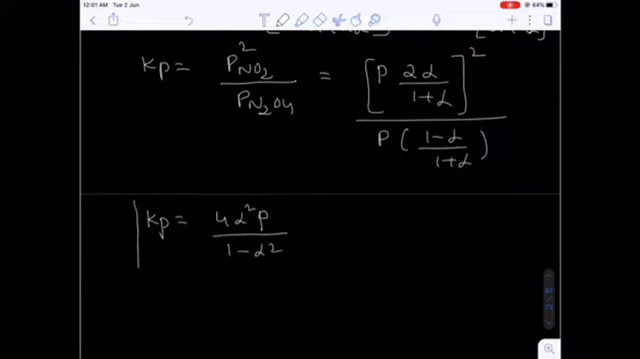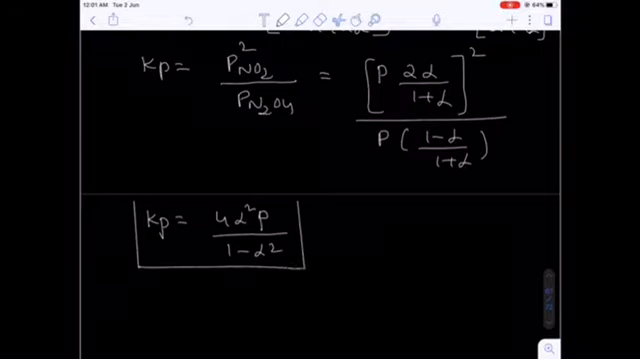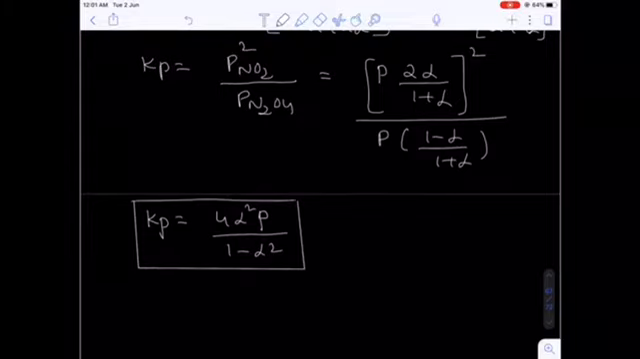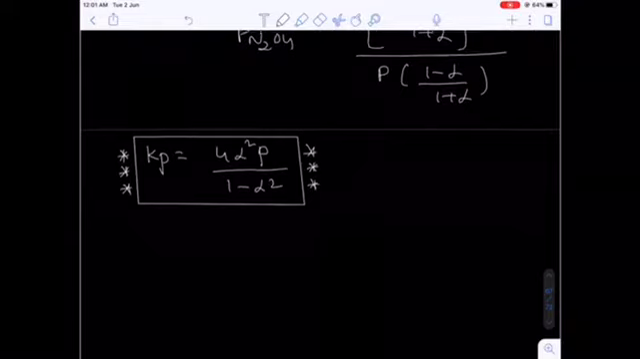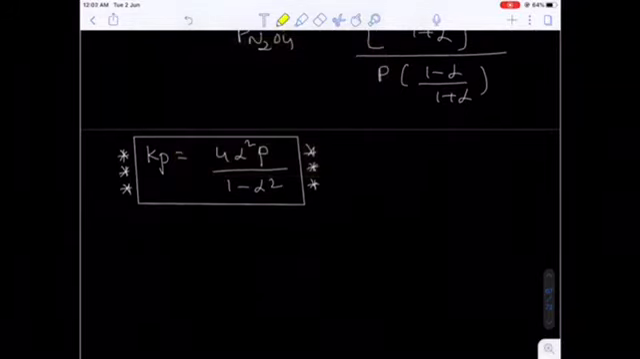This is a very, very important expression. So Kp is equal to 4 into alpha square P by 1 minus alpha square. Based on this relation, numericals will be given directly in the objective examination. Now in the previous case, PCl5 gives PCl3 plus Cl2, there is only alpha square P by 1 minus alpha square. But here it is 4 into alpha square P by 1 minus alpha square.